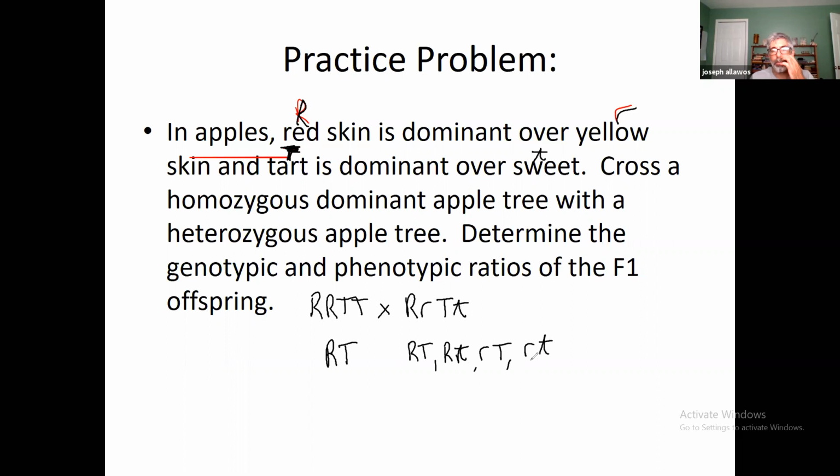Now, I like this problem. And I like it because it demonstrates that your box doesn't have to be square. We have one gamete from one parent and 4 from another. Okay, so check out what our box looks like.